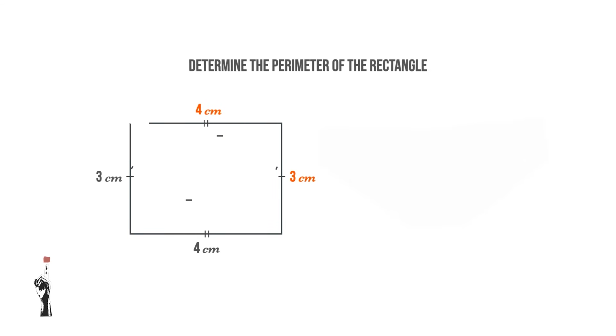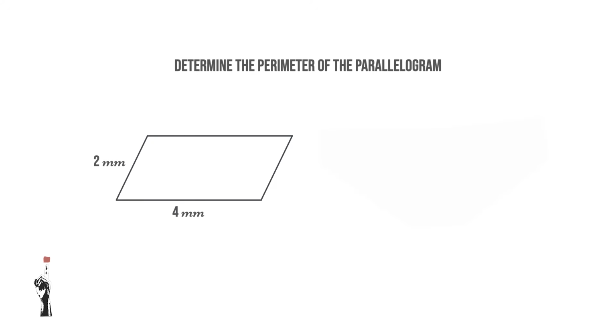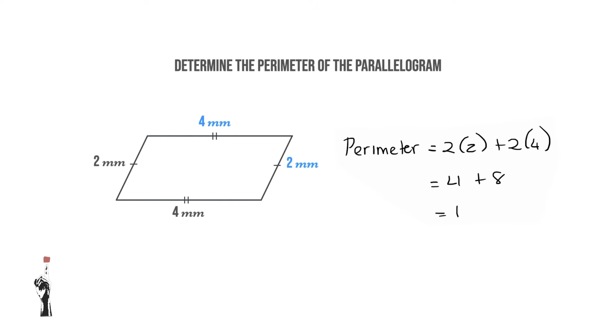Determine the perimeter of this parallelogram. Once again, I know that two pairs of opposite sides are equal. So, this side is also 2 millimeters and that side is also 4 millimeters. To determine my perimeter, I just add all of the sides together. Therefore, 2 plus 2 plus 4 plus 4, or 2 times 2 plus 2 times 4, which gives me 4 plus 8 and leaves me with an answer of 12 millimeters.